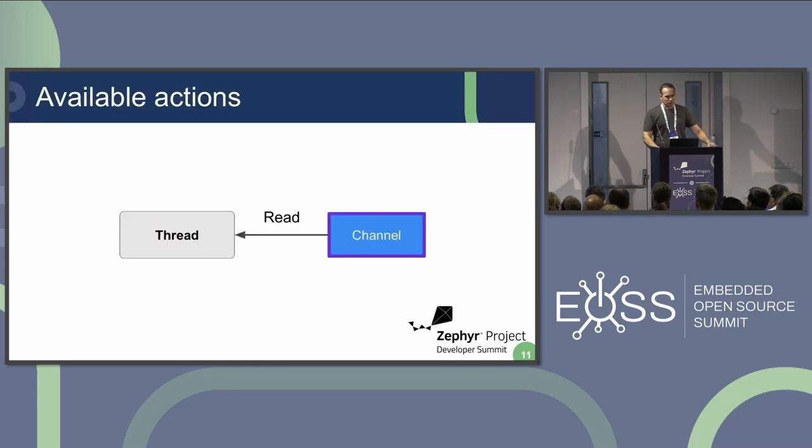And we have available actions on Zbus. We have the possibility to read the channel, right? Any thread can read the channel. There are not necessarily only subscribers or listeners. So any thread of the system, even a sensor or a system thread, can read a channel.